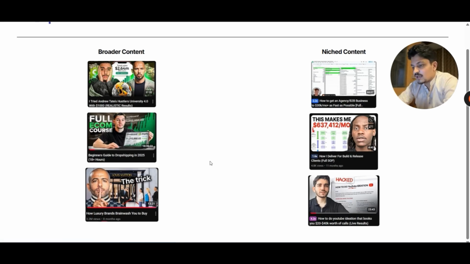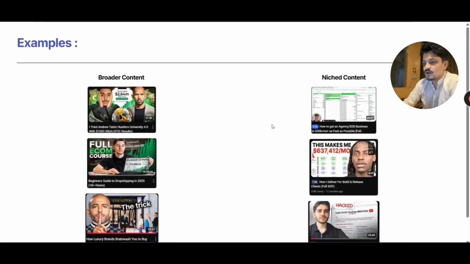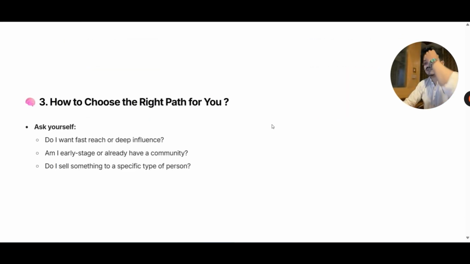This is the broader content. And I hope that with these examples, you guys have some kind of context on what kind of packaging, what kind of approach we are talking about here. So after the examples, the main question comes: how to choose the right path for you, right? Again, you got two approaches.